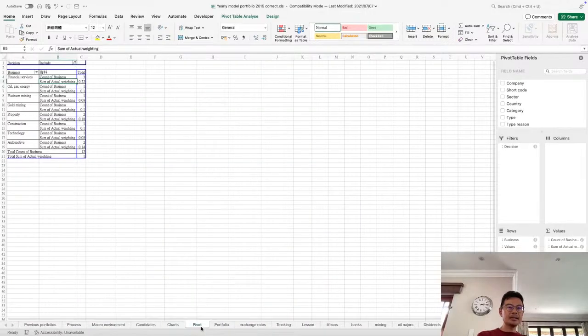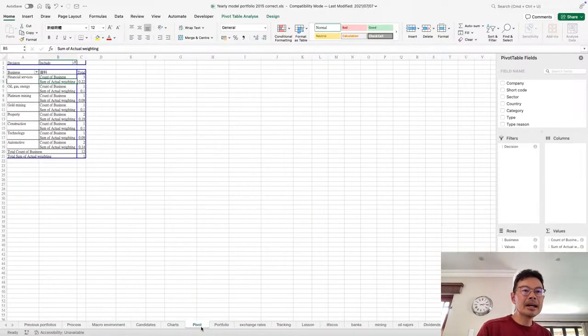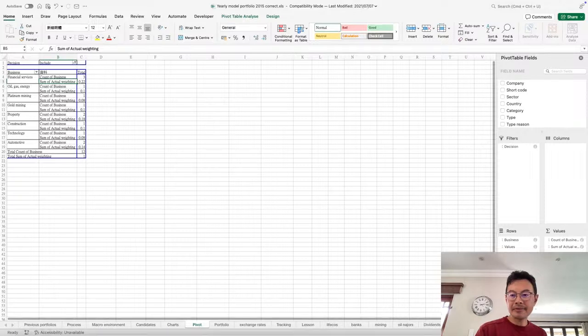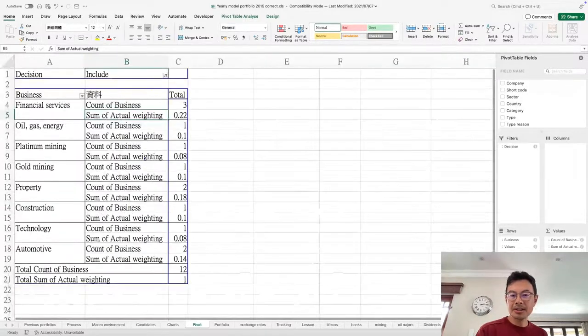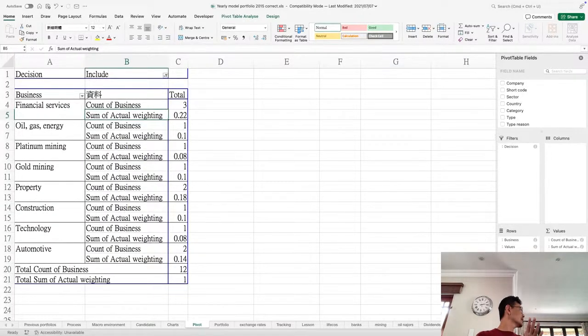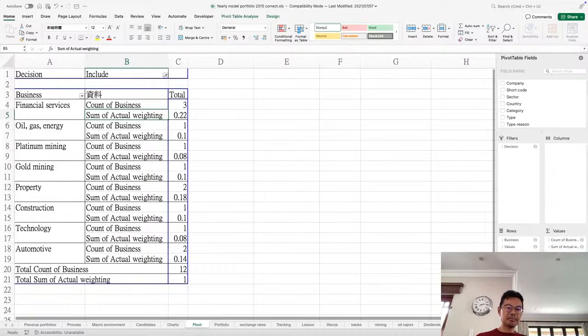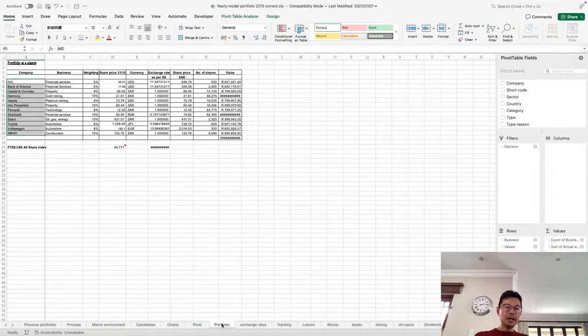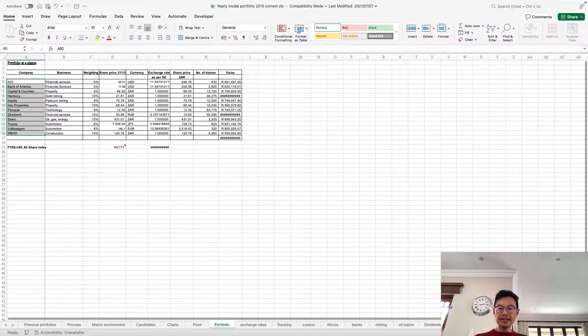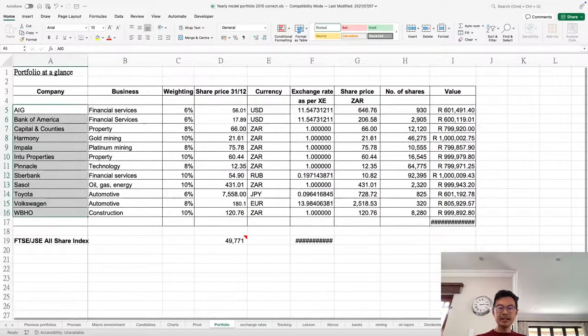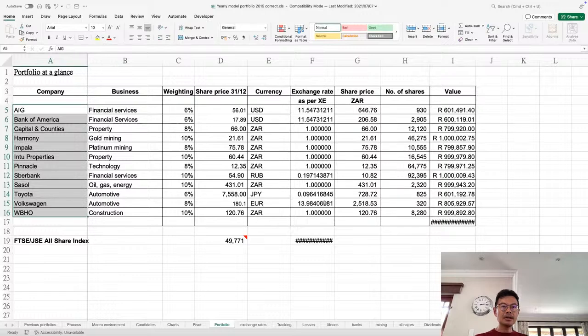And then here's the pivot table I use, just looking at the various industries, to see whether there's diversification across different industries. So we don't have everything in one industry, and if something goes wrong with that industry, then it can be a big bad knock. So this is the final portfolio after the process, I think. Yeah, you can see.